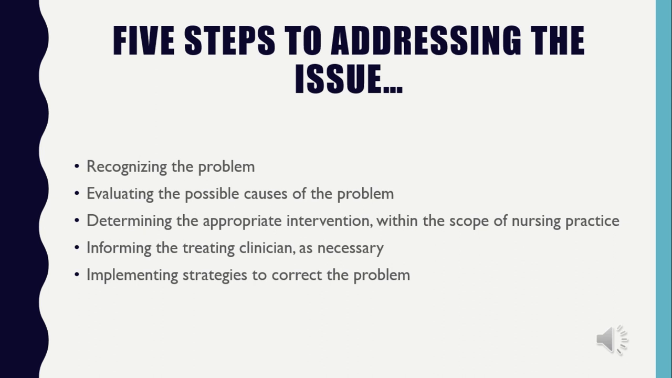So here are 5 steps to addressing the issue. If your patient's on the BiPAP machine and not tolerating it, you want to recognize the problem that they're having, evaluate the possible causes of the problem and try to assist and implement anything that could help them. You want to determine the appropriate intervention and also ask your physician, notify him if any medication is needed, any other treatment is needed, and implement strategies to correct the problem.